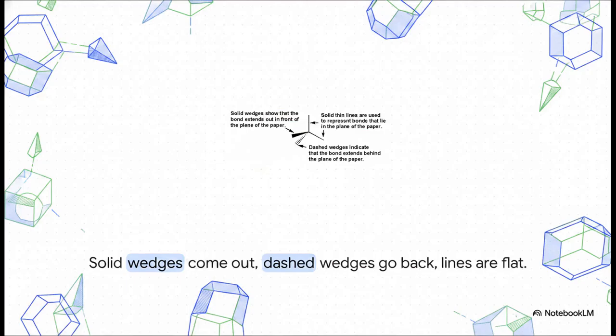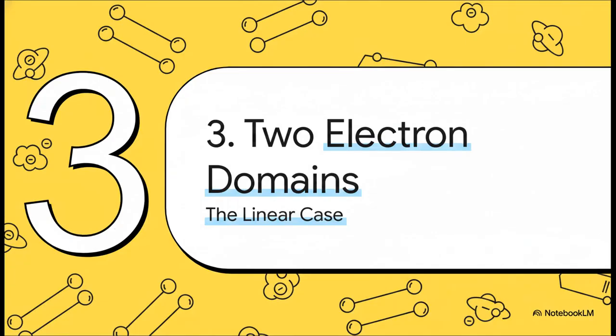Oh, and a quick heads up on how we draw these 3D shapes on a flat screen. You're gonna see these wedge and dash things. The solid wedge, that bond is popping out towards you. The dashed one, that's going back, away from you. And a normal solid line is just flat on the page. Simple as that. Okay, let's actually do this.